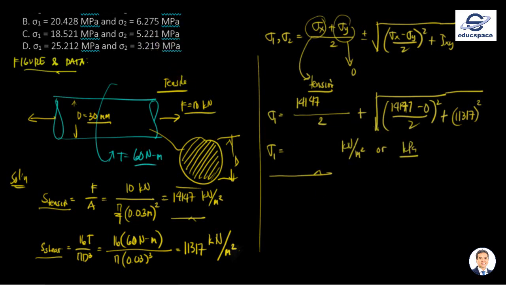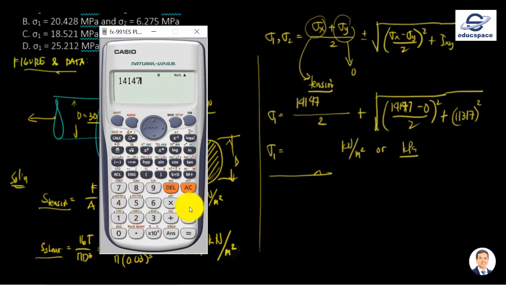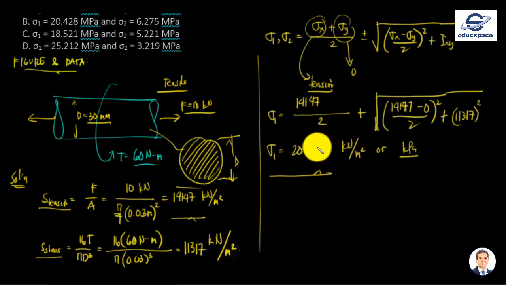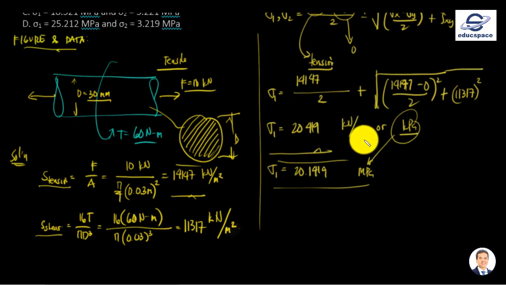Again, ang unit is kilonewton per meter squared, that is kilopascal. Ang mga sagot is naka-megapascal, so ibig sabihin over 1,000 lang. Alright, so 14147 divided by 2, then plus square root of 14147 over 2 squared, and then plus 11317 squared. Equal sign, so 20.419, over 1,000 lang para maging megapascal. So, we have 20.419, that is again for the maximum principal stress.